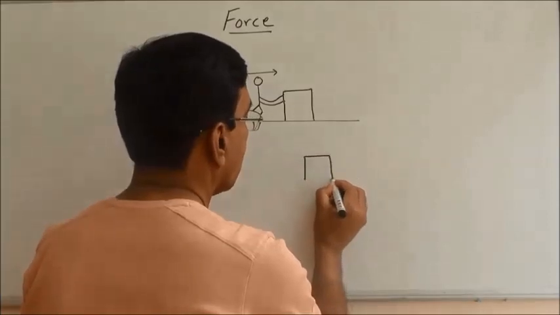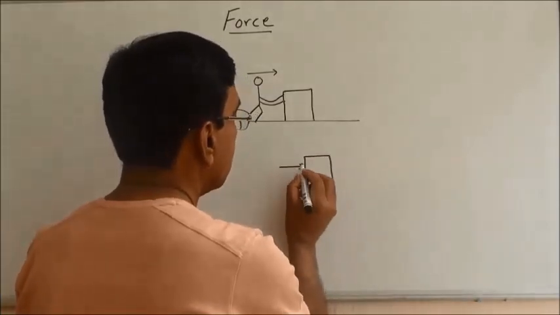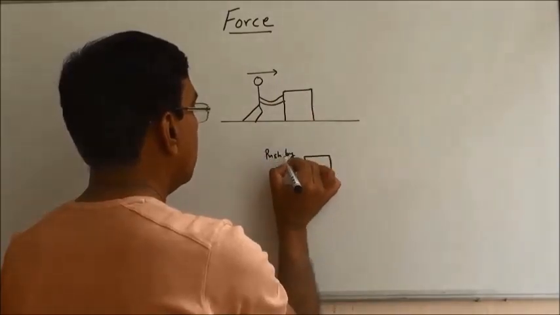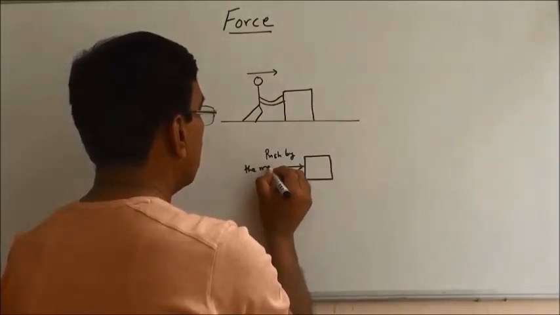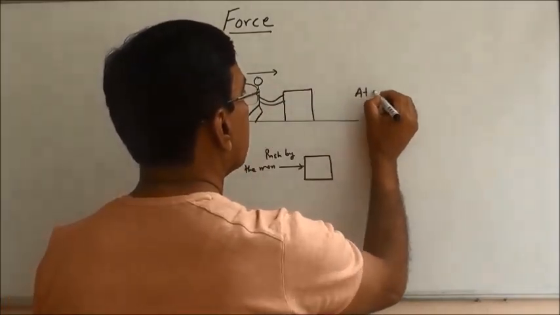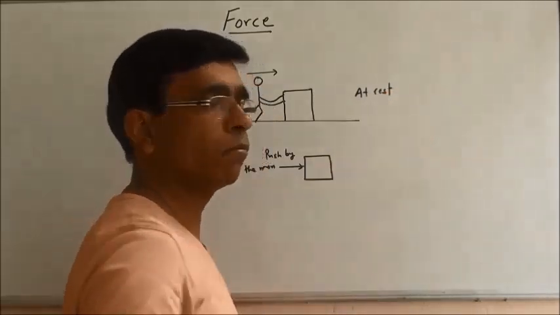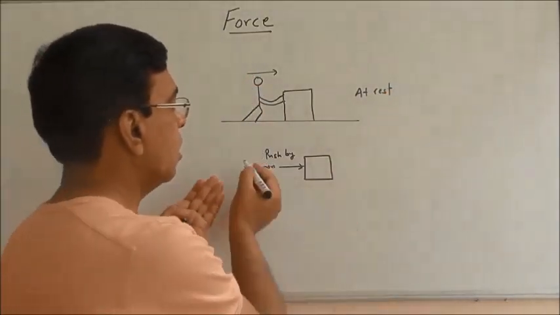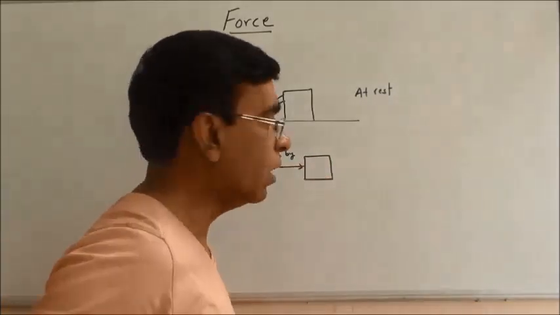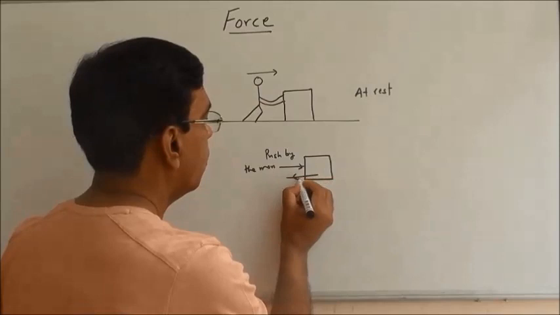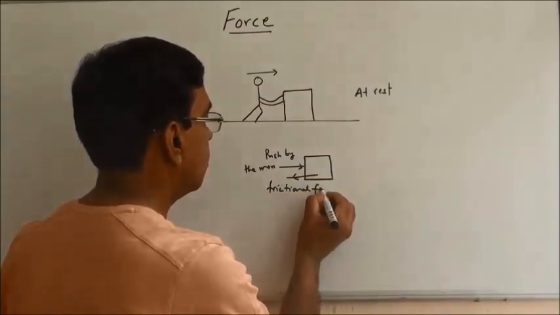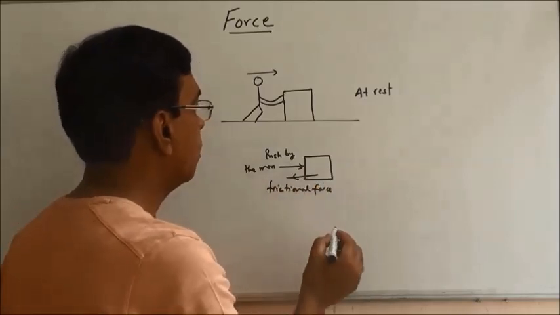Now see, one is this, the applied force, the push by the man in this direction. But this is not moving. I am saying the object is at rest. So how many forces? This cannot be the only force in this direction, otherwise it would have moved forward. There is a frictional force, and both of them are equal.